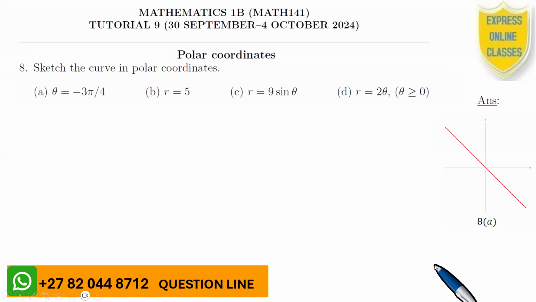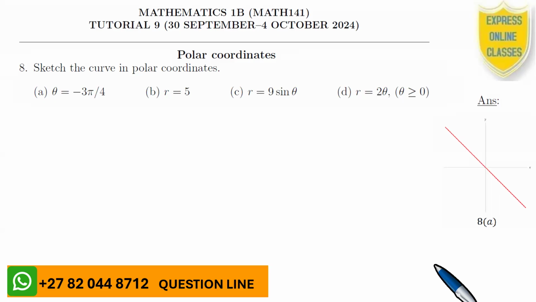Right, after that, it's question 8. Sketch the curve in polar coordinates. So now we're looking at these. How do we then sketch the curve in polar coordinates?